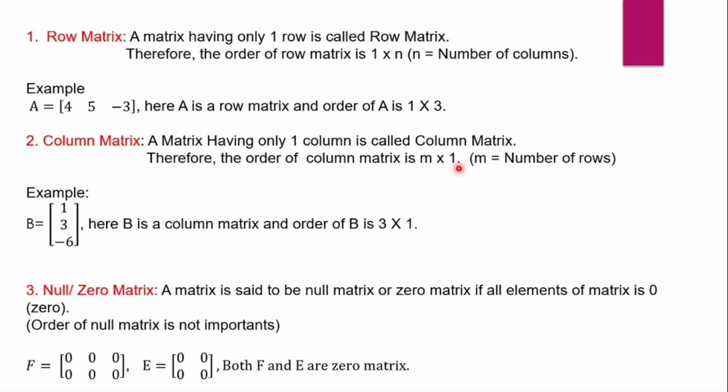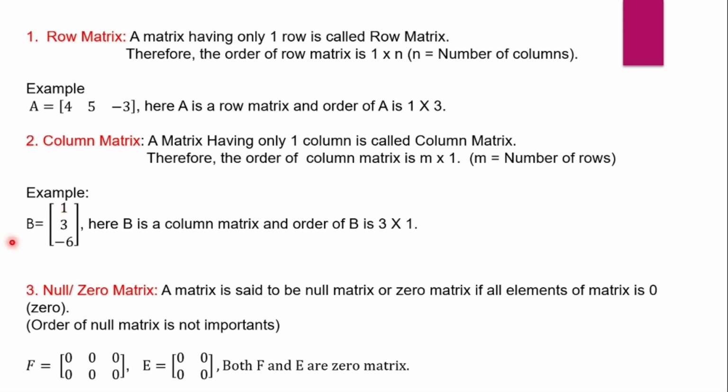Let me make it clear to students that whenever we are writing the dimension of a matrix, we always write first the number of rows, then the number of columns. Again I am repeating, whenever we are writing the dimension, or you can say the order of a matrix, we always have to write the number of rows first, then the number of columns.